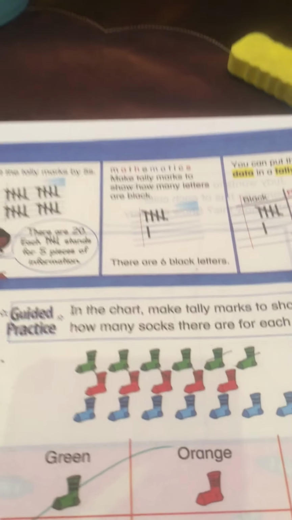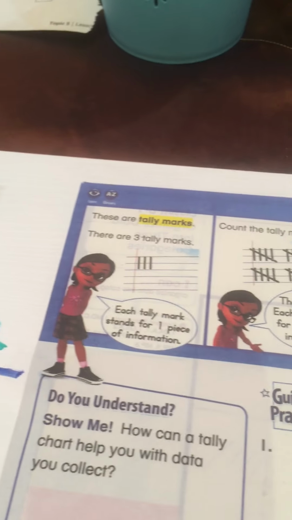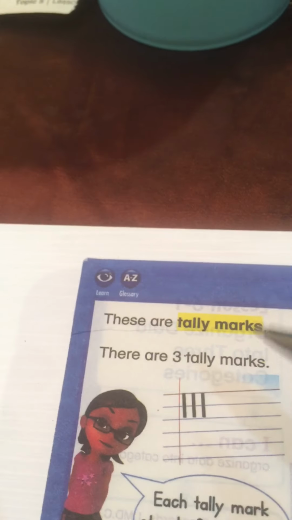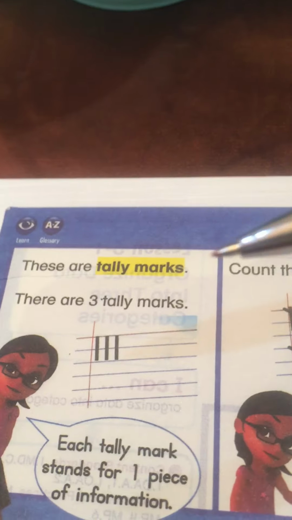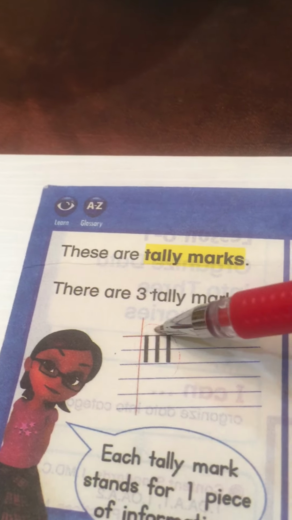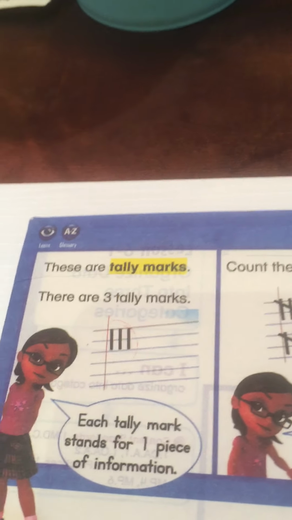Now we have an important point to remind you, because you already studied it in grade 1: how to represent your data in a chart. You know the tally mark. The tally mark is like this. So this counts for 1. This is 1. This is 1. This is 1. Then if I have like this, it means I have 3 tally marks. That means I have 3 objects.